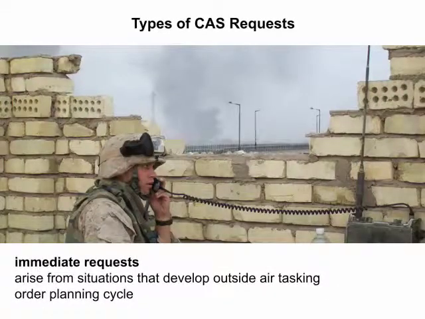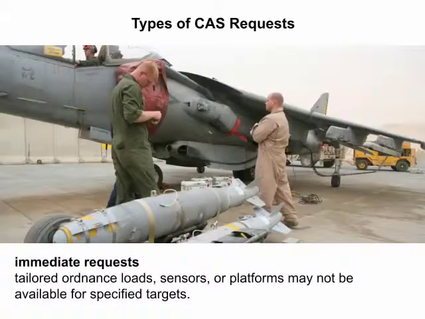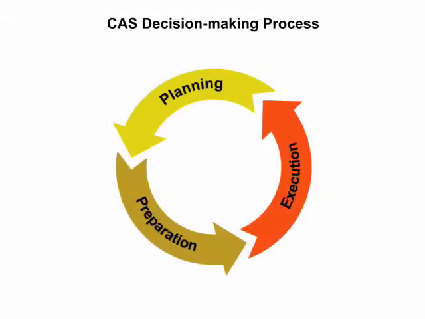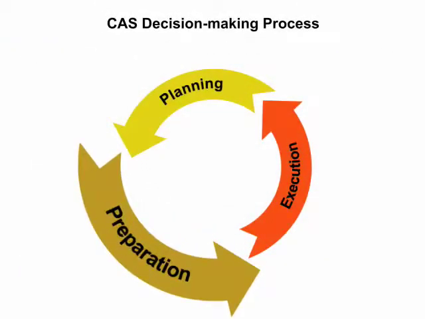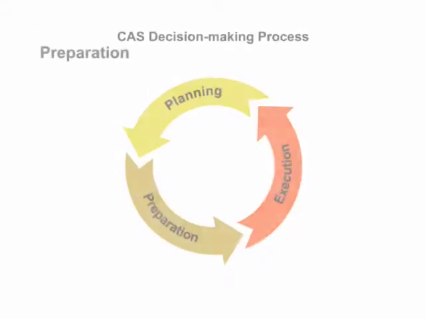Immediate requests arise from situations that develop outside the air tasking order planning cycle. Because these requirements cannot be identified early on, tailored ordnance loads, sensors, or platforms may not be available for specified targets. The CAS preparation phase consists of activities by the unit before execution to improve its ability to conduct operations.